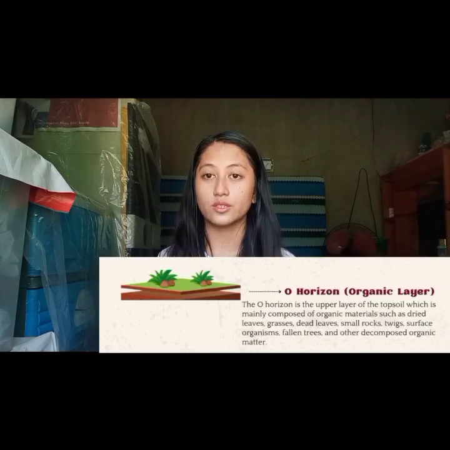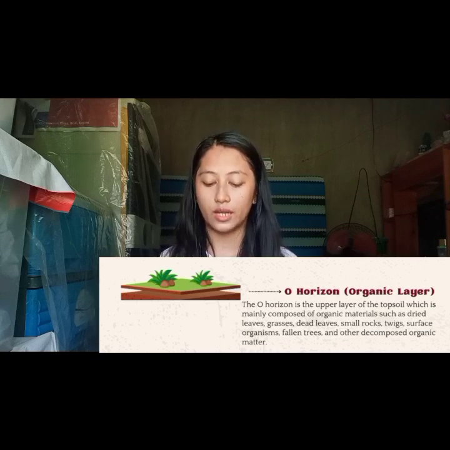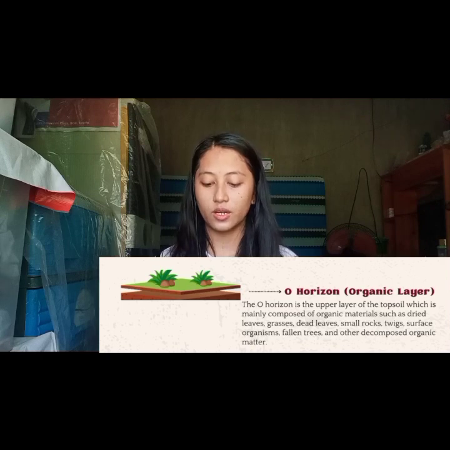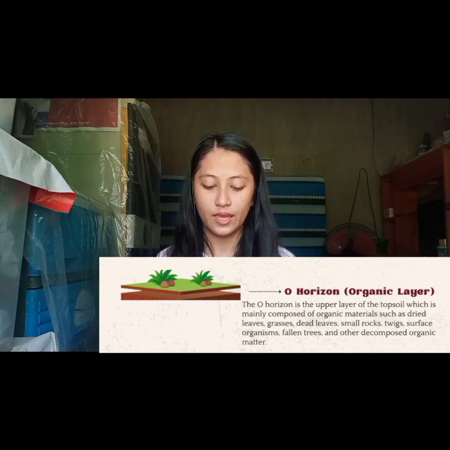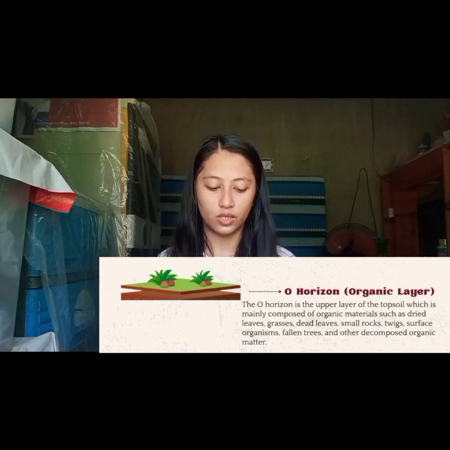First is the O horizon or the organic layer. This layer is the upper layer of the topsoil, which is mainly composed of organic materials such as dried leaves, grasses, dead leaves, twigs, surface organisms, fallen trees, and other decomposed organic matter. This is where the leaves and organic matter decompose and form the humus. This tells how fertile the soil can be based on the soil types.